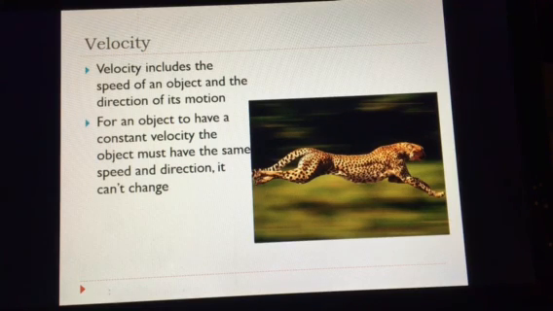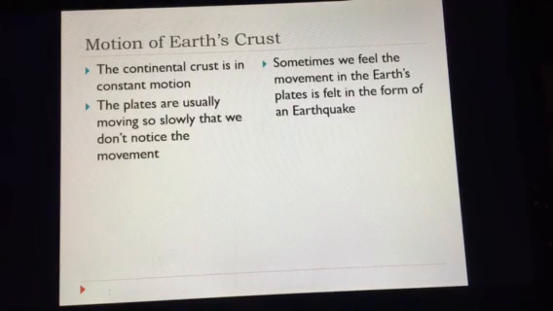And so a cheetah might be traveling at 65 meters per second, but in order for it to be a velocity, we have to say south or north. We have to have some direction that goes with it. If it doesn't have a direction that goes with it, it's not a velocity.